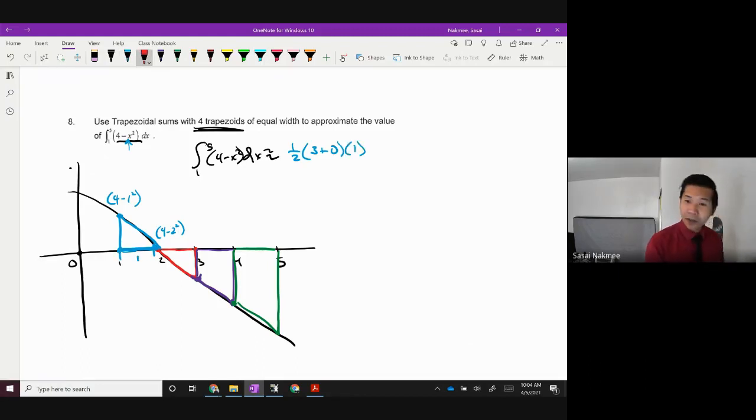And we do this for all 4 trapezoids. So this right here is going to be plus 1/2, and then we'll do the next one. This right here, we already calculated. This is going to be 0, plus I need this one over here.